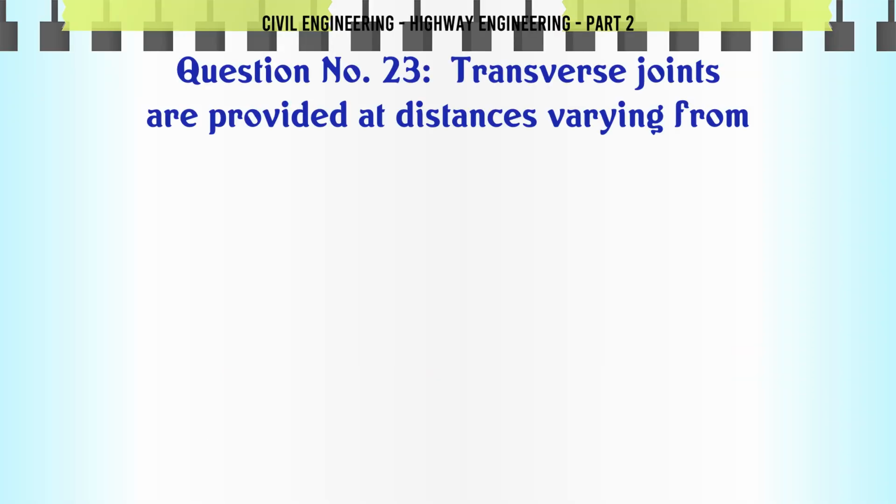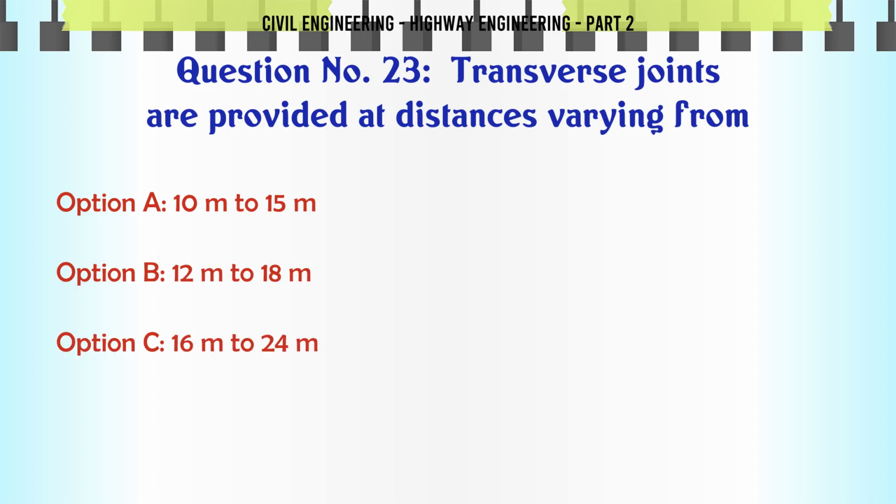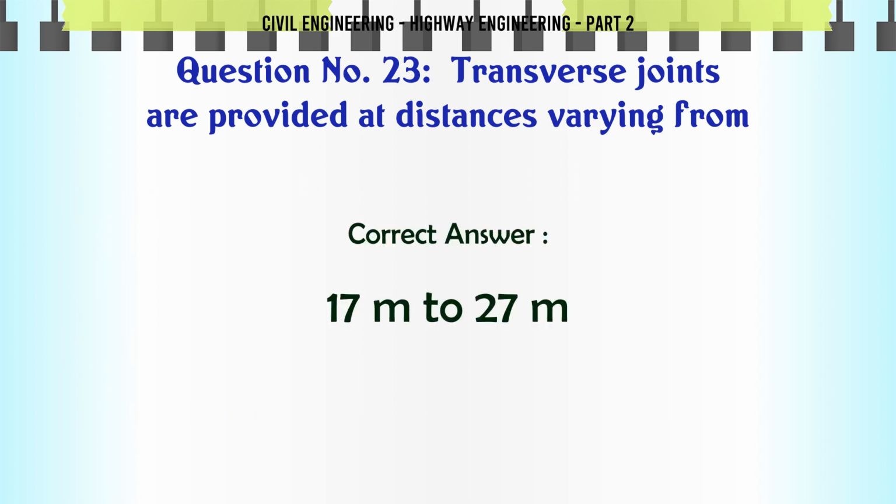Transverse joints are provided at distances varying from A. 10 m to 15 m, B. 12 m to 18 m, C. 16 m to 24 m, D. 17 m to 27 m. The correct answer is 17 m to 27 m.